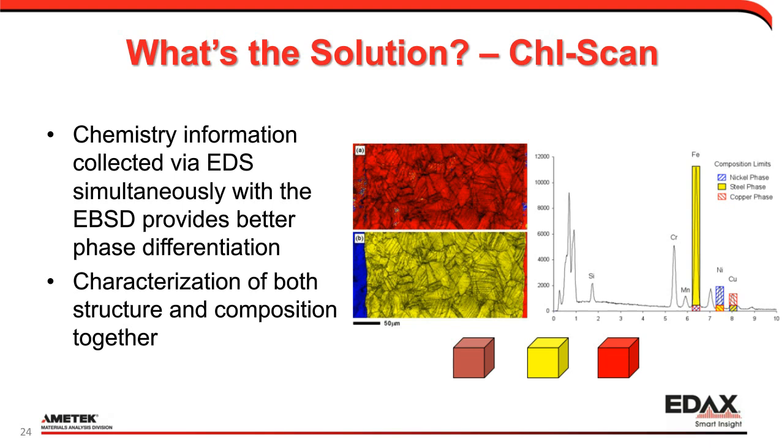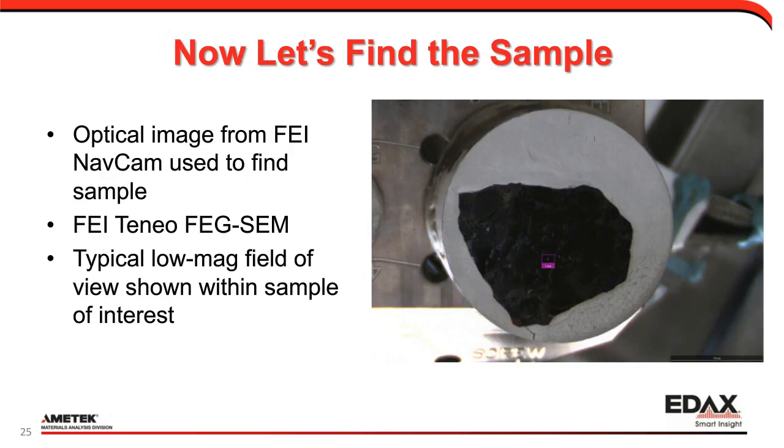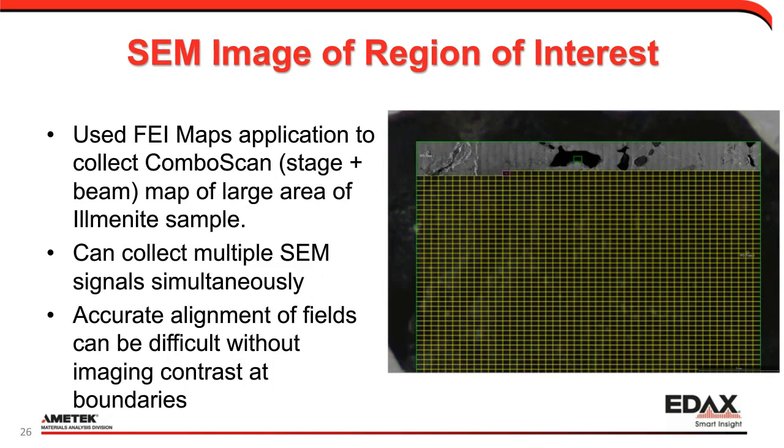So going back to this geological sample, this is just a little SEM image of the entire piece of a rock. So it's a low mag view of the sample, and then a low mag SEM image can be seen in the center of that rock. So we've gone to the center, and we wanted to say, how can we get a good idea of what this sample looks like? So with the SEM, I'm using an FEI Tennioscope, and it has an application that allows me to map a large area of the sample.